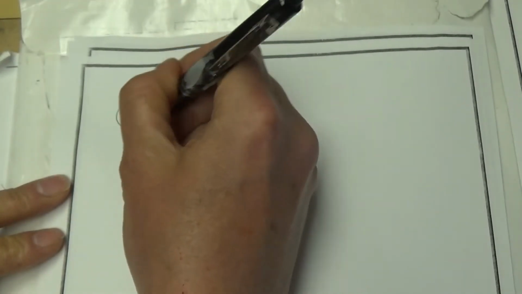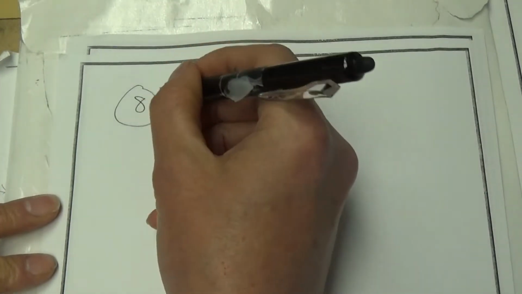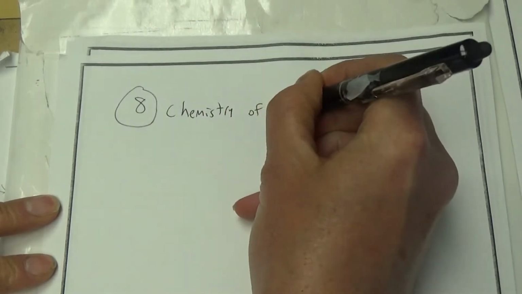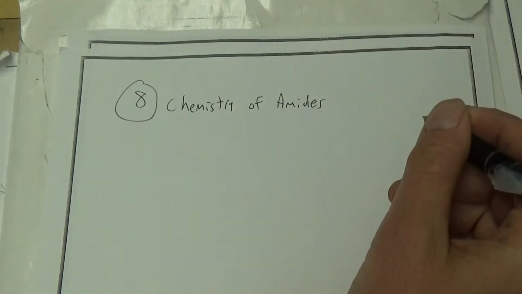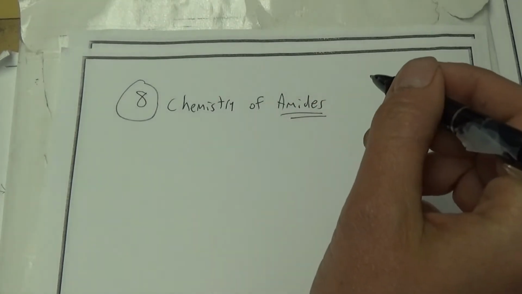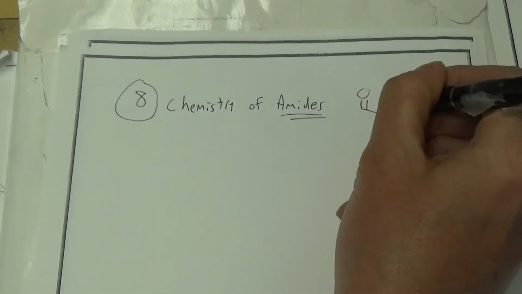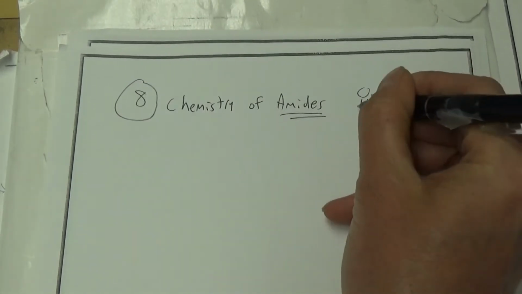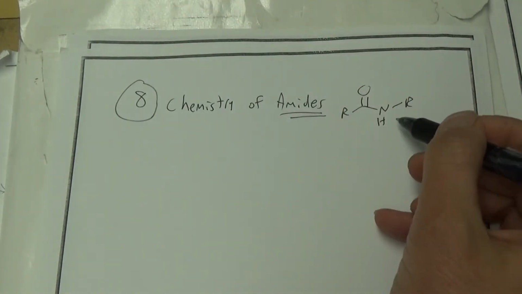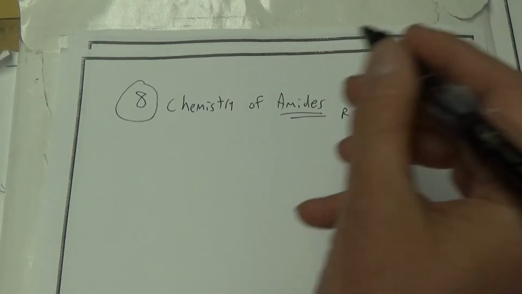Alright, so now we're on to number 8. We're wrapping up the chapter slowly. Still got some fun reactions to talk about. Chemistry of amides. So we're kind of going down the list of carboxylic acid derivatives, and now we're on to amides. Alright? So amides, of course, are things that look like this. You either have one R group on the nitrogen, or 2 R groups, or even 0 R groups, like it could be an NH2. All of those are amides.